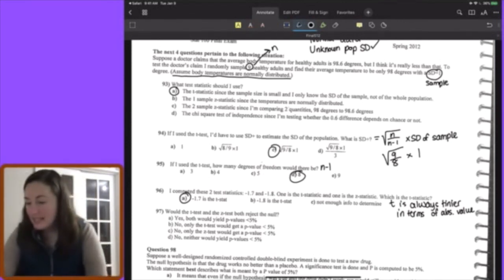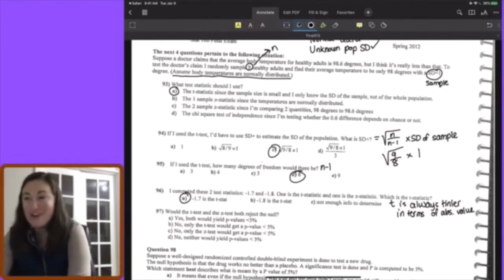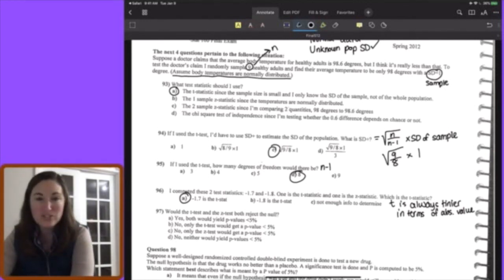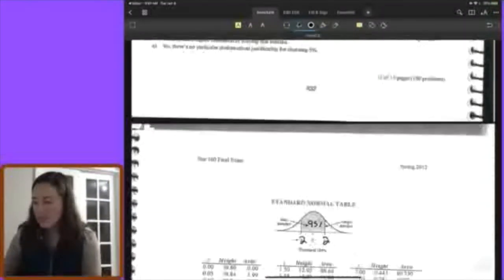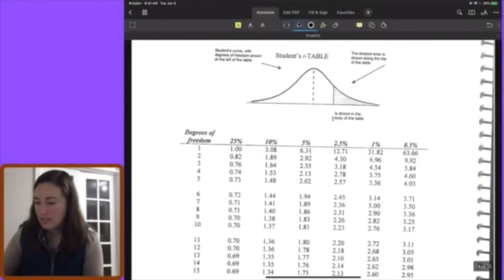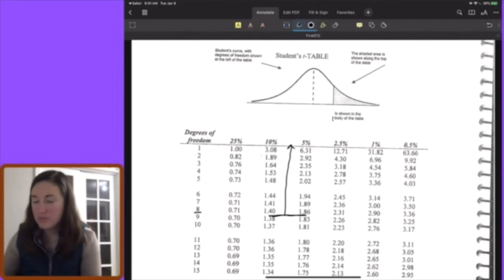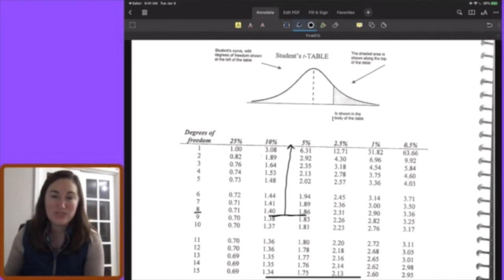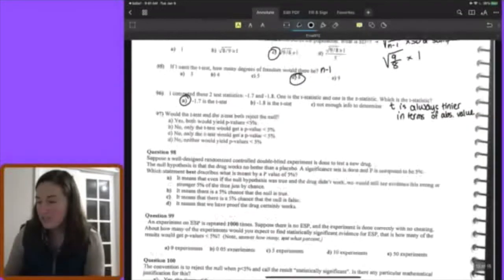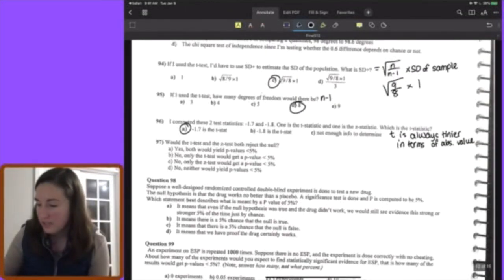Would the t-test and the z-test both reject the null? Ooh, I'd have to check for both. Okay, so for the t-test, t is negative 1.7. My degrees of freedom was 8. Let's go to the table really quick. Degrees of freedom is 8, and I'm looking for 1.7, which is right in here. So my p-value is between 5 and 10%. So for the t-test, the p-value isn't less than 5%. So I would not reject the null. So T, the answer is no. No for T.